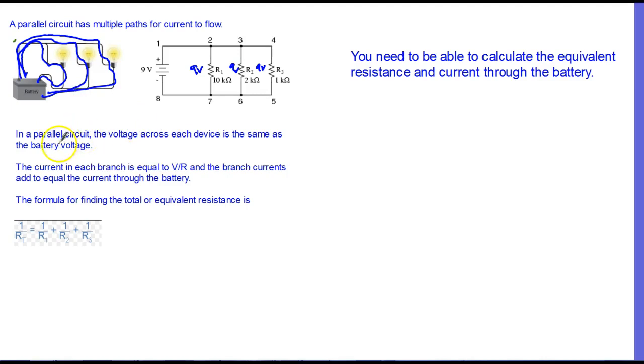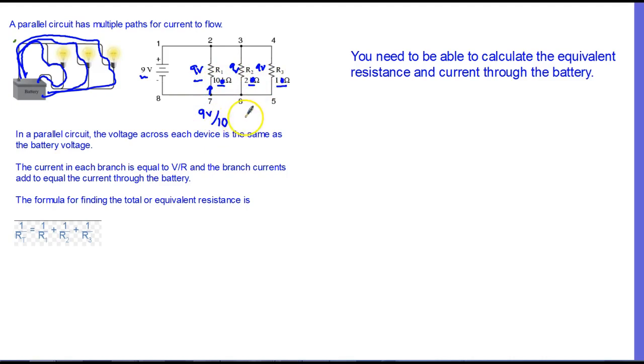In a parallel circuit, the voltage across each device is the same. The current in each branch is equal to this voltage divided by the resistance of that branch. For example, the current in this branch right here would be 9 volts divided by, that's 10 kilo ohms. Let's just pretend it says 10, take the kilo out, do that in all of these. For the whole problem, we're just going to take the kilo out. So 10 ohms, 2 ohms, and 1 ohm.